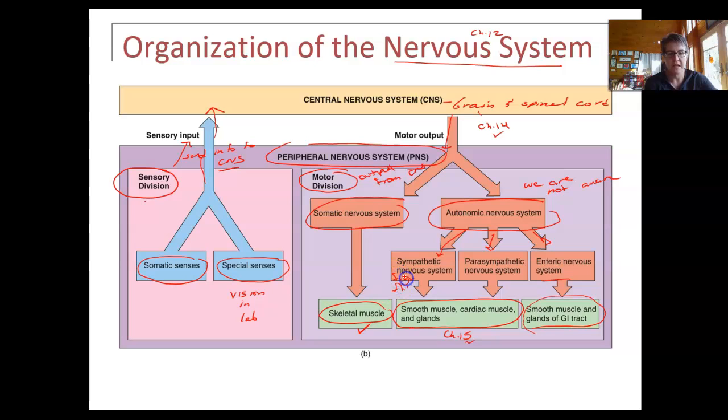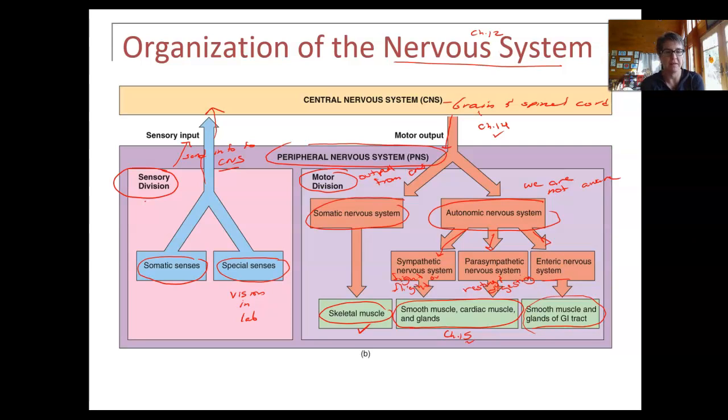Fight or flight. All right, that's when you're stressed out. And the parasympathetic nervous system is when you're resting and digesting. Resting in repose, resting in digestion, chilling like a villain, however you want to remember it.